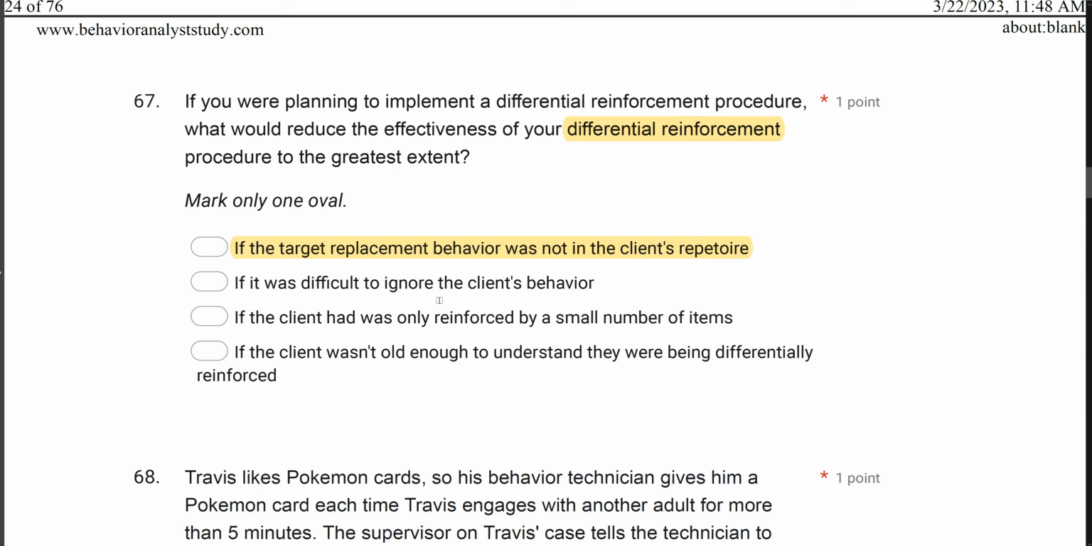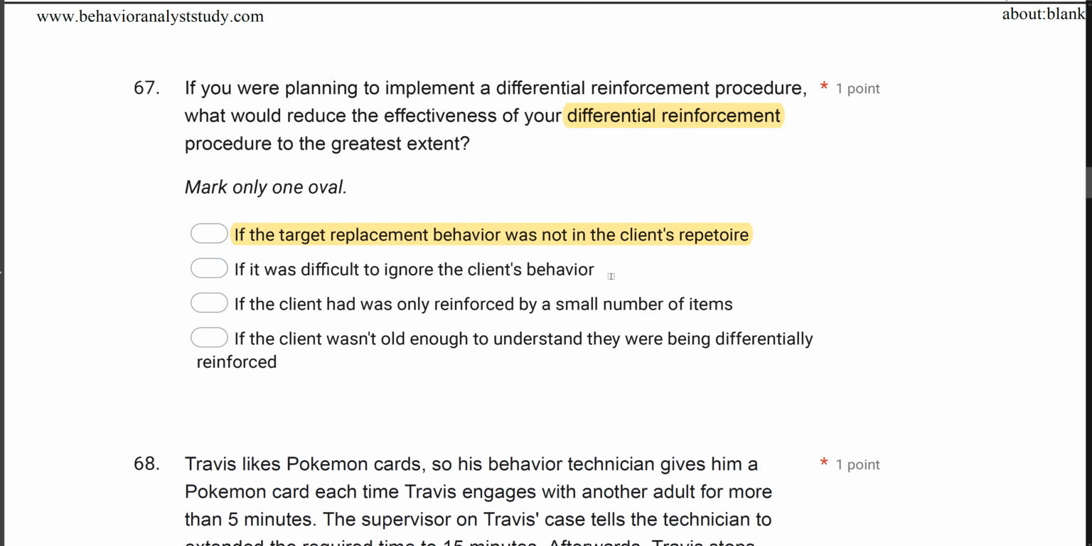And again, just go back to B: we can't make extinction and ignoring synonymous. They're not the same thing. Planned ignoring is a strategy, but not all extinction is ignoring, right? We don't just ignore the behavior. There are other ways to do extinction. Extinction is withholding reinforcement. It is not ignoring, okay? It's a very important thing that as analysts, you need to teach your technicians because it's probably one of the most misunderstood ideas in ABA.